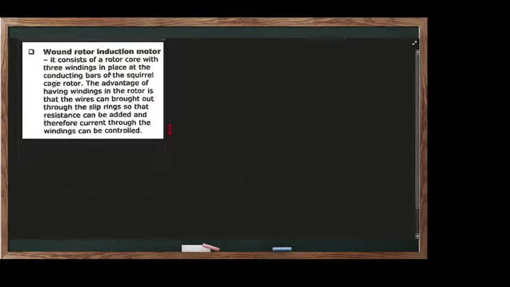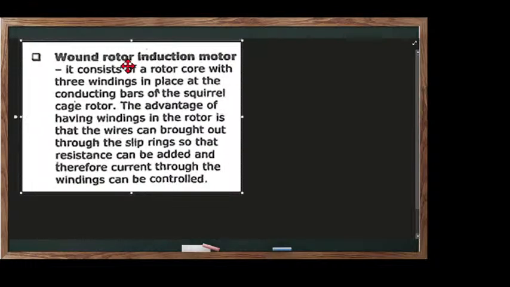Then we have the wound rotor induction motor, no? So its rotor is wound, no? It consists of a rotor core with 3 windings in place of the conducting bars of the squirrel cage rotor. The advantage of having windings in the rotor is that the wires can be brought out through the slip rings so that resistance can be added, and therefore the current through the winding can be controlled.